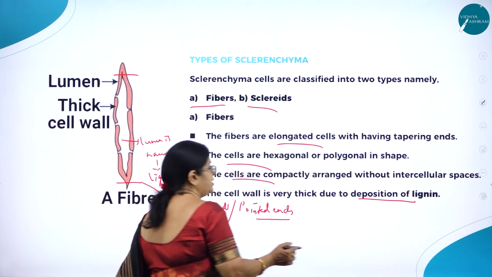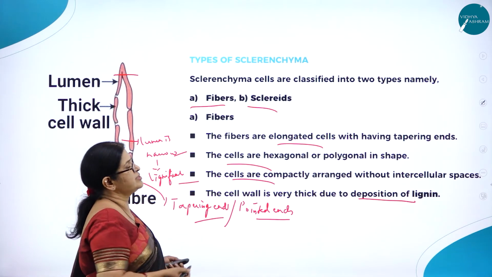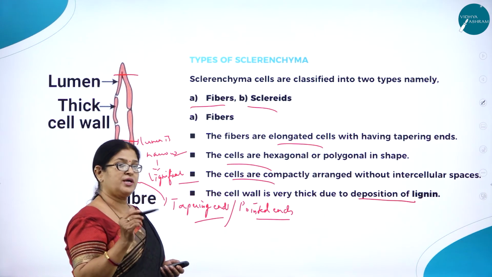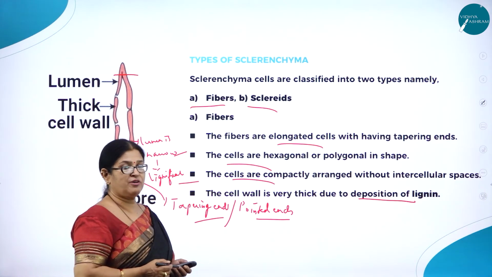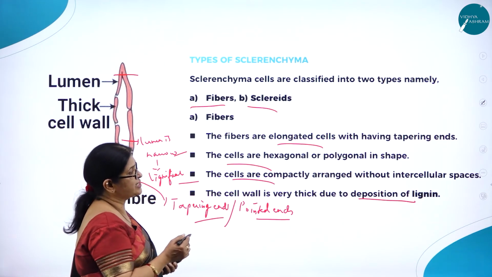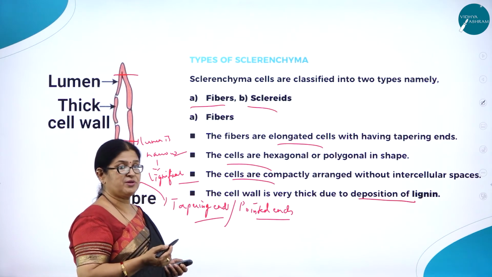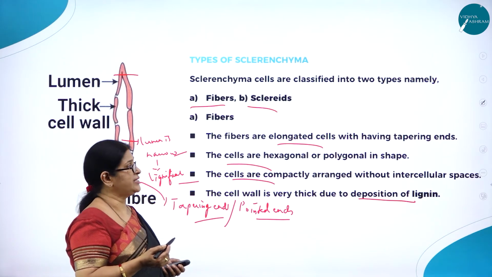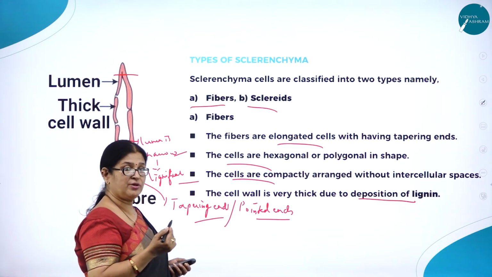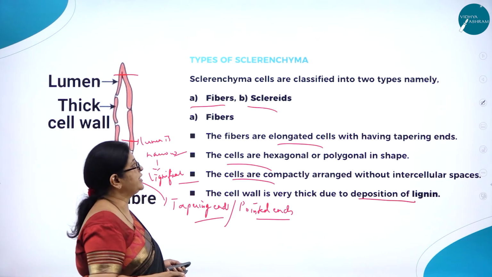to deposition of lignin. So let us recap as to what is this sclerenchyma tissue. Sclerenchyma is a dead mechanical tissue which is broadly classified into two types. One is called fibers and the other one is called sclerids. What are fibers? Fibers are elongated cells having tapering ends, and the lumen is greatly reduced because of lignification, and the cells are either hexagonal or polygonal in shape. The cells are compactly arranged without intercellular spaces, and the cell wall is thick due to deposition of lignin.